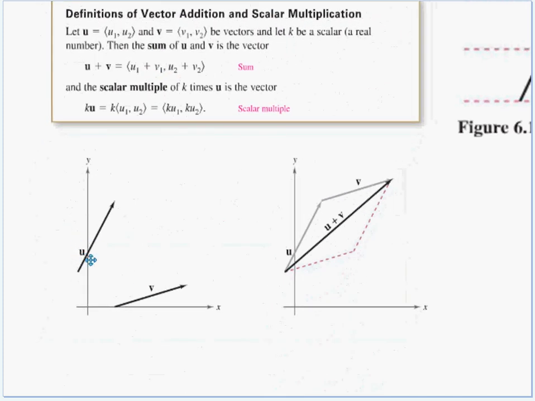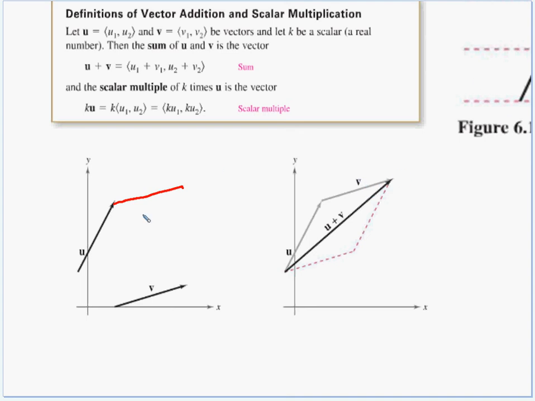So let's see here. We've got these two vectors u and v. Here's u. If we put v on the end of it, let me see if I can pull this off here in red. If I take this vector v and just move it up here and put it on the end, here's my u plus v. This vector becomes u plus v. We're starting at the initial point of u and going to the terminal point of v.